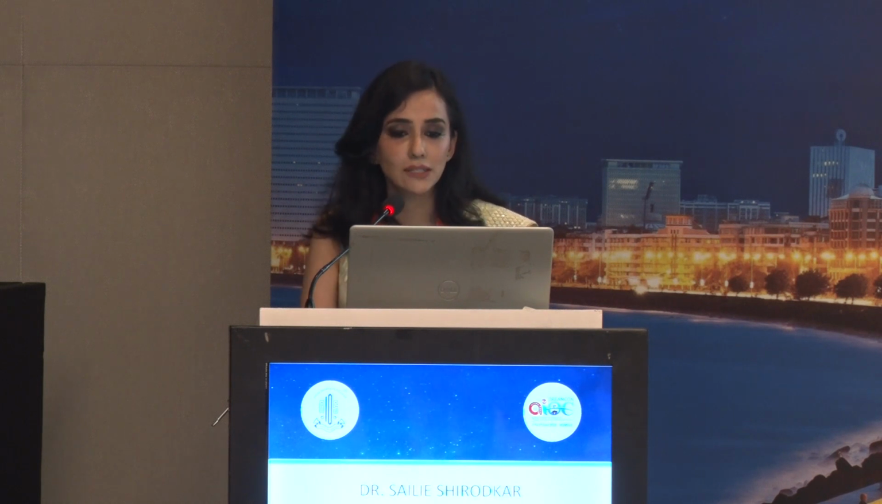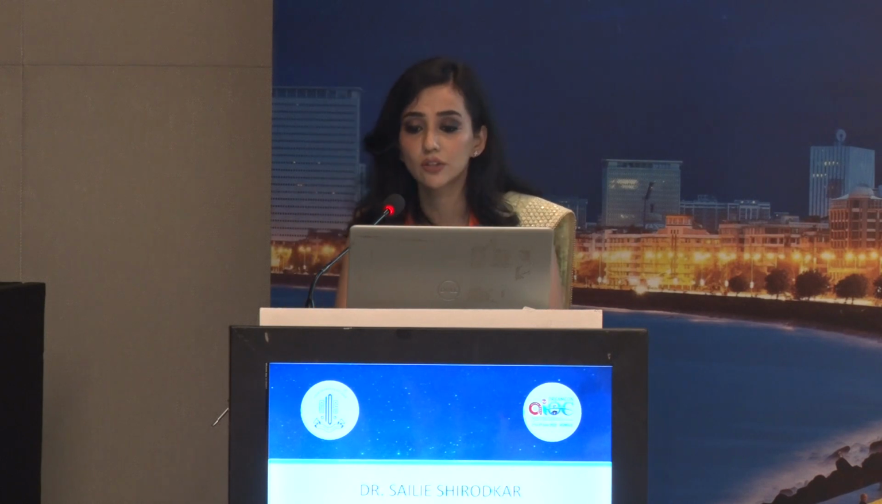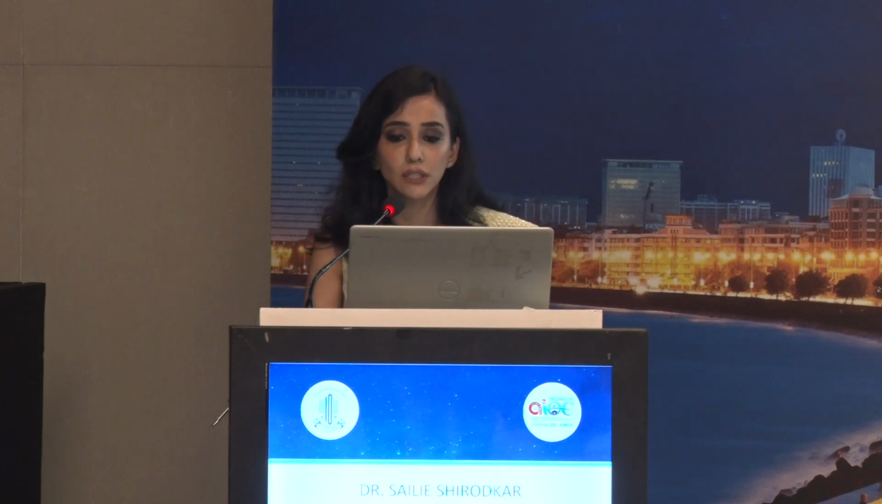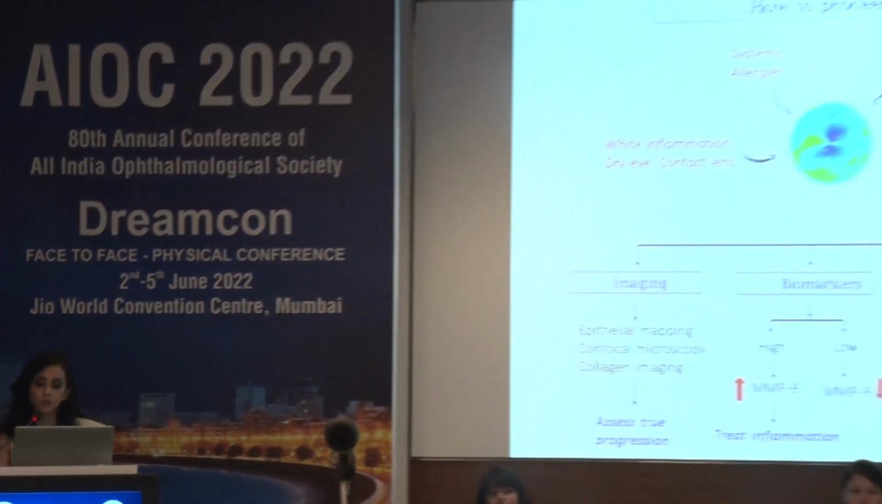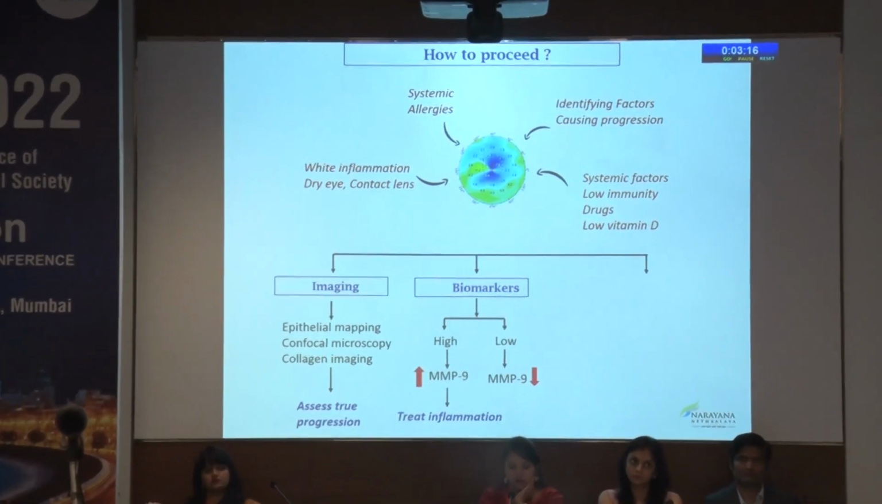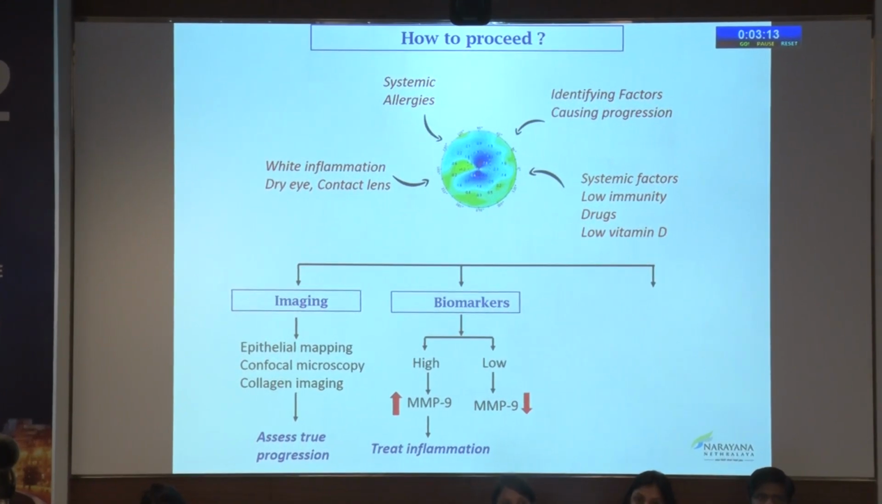So how do we proceed in these cases? Again, it is important to treat your systemic allergies, systemic factors such as low immunity, low vitamin D, identify the factors causing progression, and most importantly, imaging needs to be performed to assess if this is true progression or pseudo-progression. So we have epithelial mapping, confocal microscopy, and collagen imaging, which can help differentiate the true progression from pseudo-progression. Another thing that can be done is assess the levels of MMP9. What we found in our studies is that the level of MMP9 is a crucial factor in progression cases and in the pathology of keratoconus.